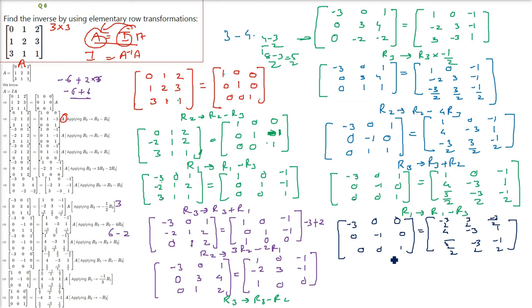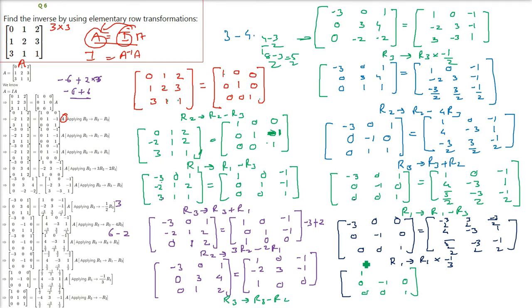Next one, since we have got many zeros but we still need minus 3 and minus 1 to be made as 1, we are changing row 1 to row 1 multiplied by minus 1 by 3. So just multiply the first row by minus 1 by 3. Minus 3 into minus 1 by 3 is 1. The other things will remain like this: 0, minus 1, 0, 0, 0, 1. Minus 1 by 3 multiplied.